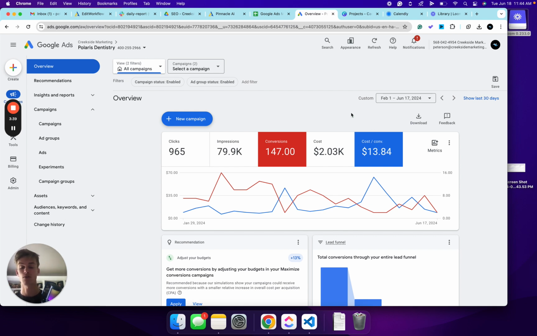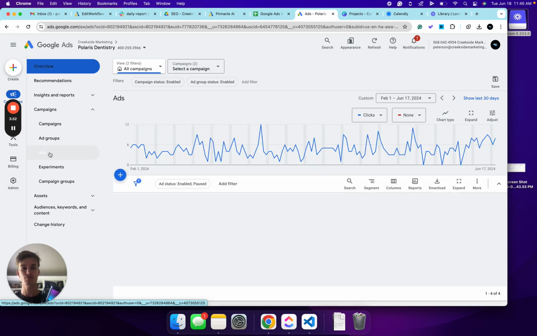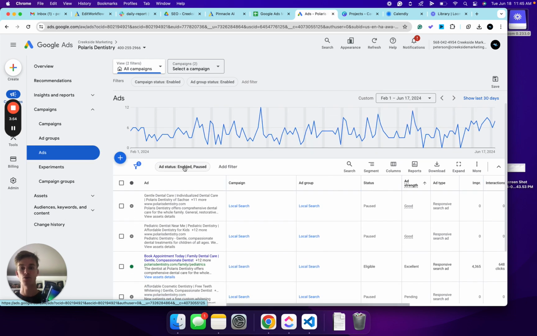For this industry, the $20 cost per conversion is still amazing. But we know that we can do better. So we're obviously going to try to get them a lower cost per conversion. And by doing so, we're going to go to their ads, and we are going to check to make sure it's just the enabled ads.